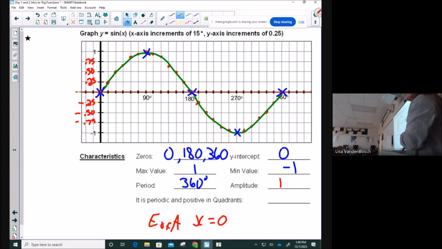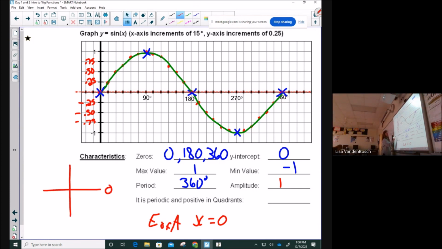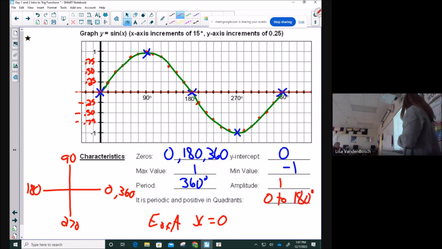So if we think of this in terms of our quadrants, remember 0, 90, 180, 270, 360. In which quadrants is it positive? 0 to 90, it's positive. 90 to 180, it's positive. That's it. So it's only positive from 0 to 180. Which quadrants is that? 1 and 2. So in quadrants 1 and 2, it's positive.